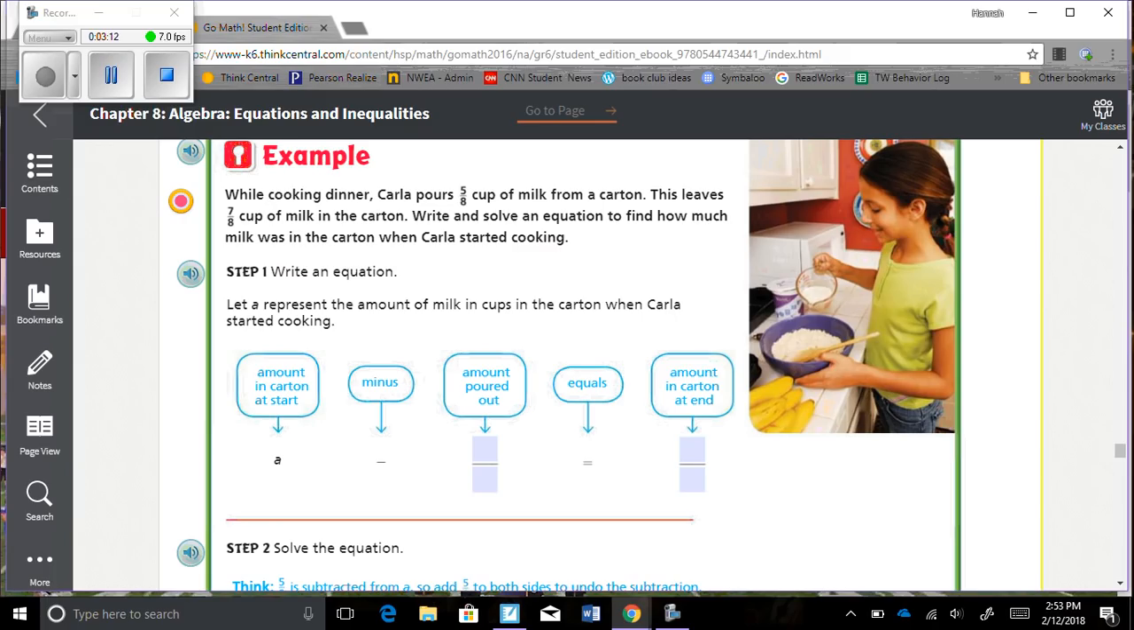Don't overthink it, guys. Just make sure you understand if you do it to one side, you have to do it to the other side. And the only reason that we would do that is to get the variable by itself. So looking at this example.